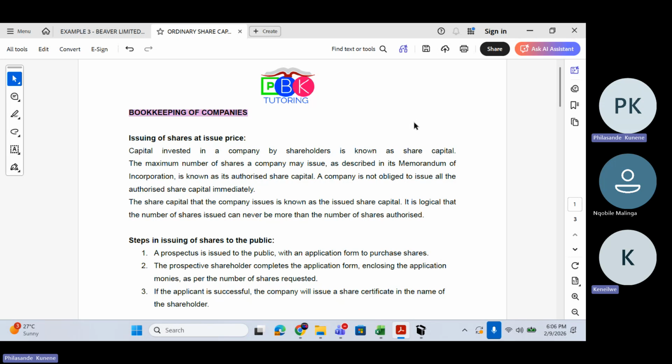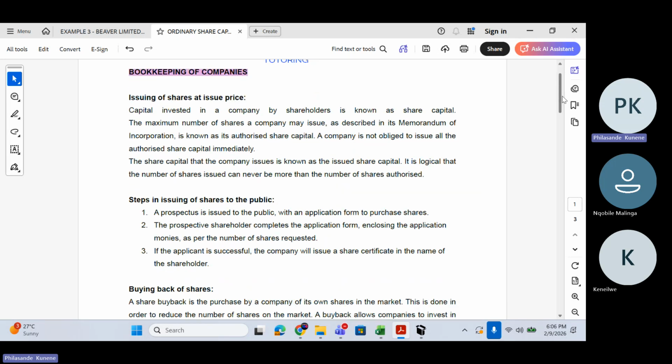And if you don't understand something, obviously, this is just theory, but it's very important. You have to understand it for you to be able to understand what we're going to do going forward. Okay, we're talking about bookkeeping of companies. This is different from a sole trader, and it's different from a partnership. So we need to note those differences that we're going to discuss now.